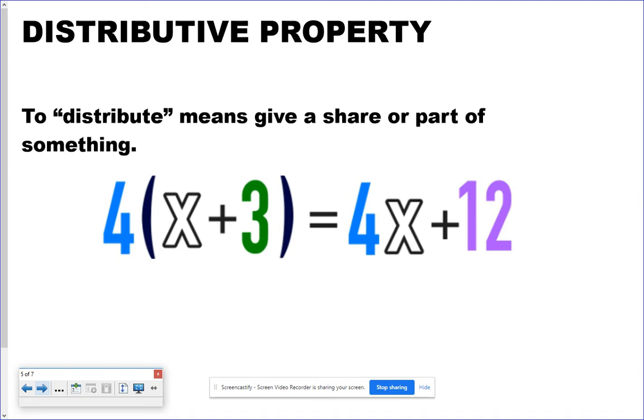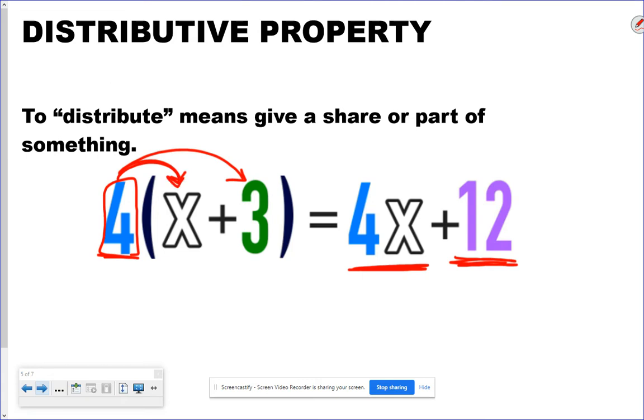So for example, this is saying that 4 times x, and then doing 4 times 3. That 4 times x, that's where I get my 4x over here. And then 4 times 3, that's how I get my 12, because 4 times 3 is 12. So I distributed this 4 to the x on the inside and to the 3 on the inside. So I distributed that number out in front. And notice that the parentheses then went away.